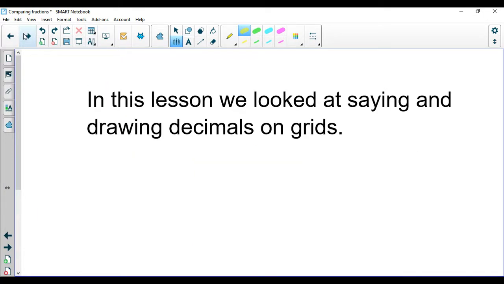All right, in this lesson, we looked at saying and drawing decimals on the grid. Keep practicing until you get it. You can do it.